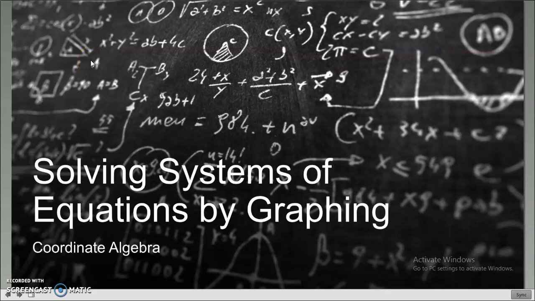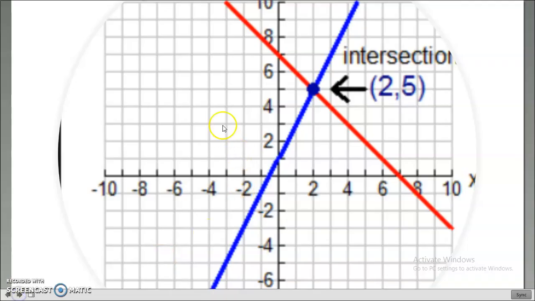Hello, today we'll look at some examples of solving systems of equations by graphing. And just to help you recall, when I solve a system of equations, I'm looking for that point of intersection. That point of intersection is known as my solution. So as you can see, I have two lines here, a red line and a blue line, and they intersect here. My solution for this red and blue line is 2, 5.